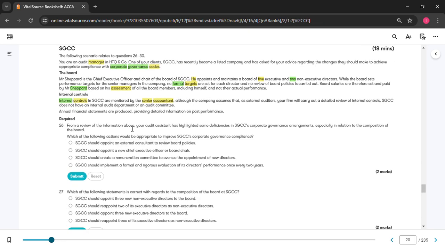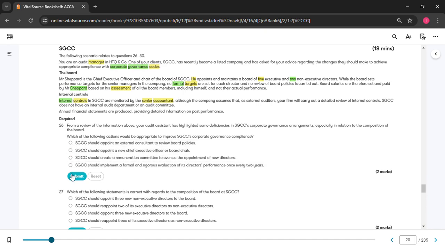From a review of the information above, they are talking about the chief executive officer, executive board members, 5 people, 2 non-executive, 5 non-executive. While the board sets performance targets, senior managers have no formal targets, each director. Your audit assistant has highlighted some deficiencies in corporate governance, especially the composition of the board.